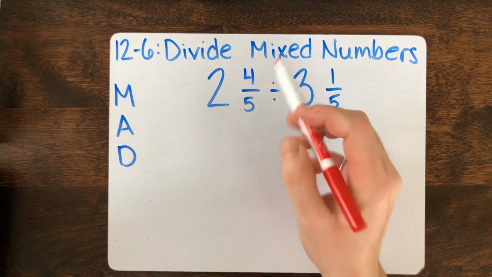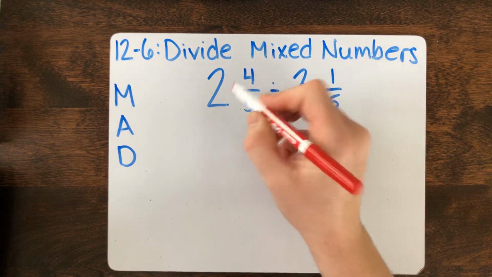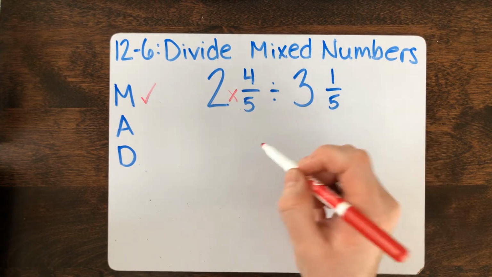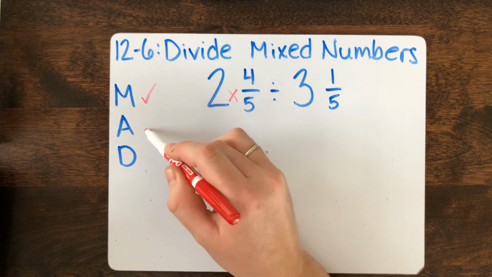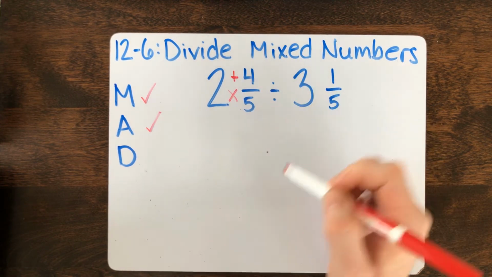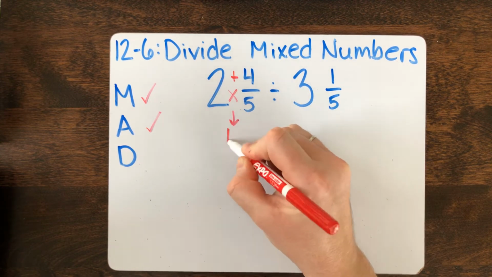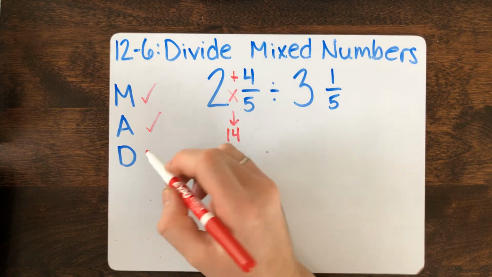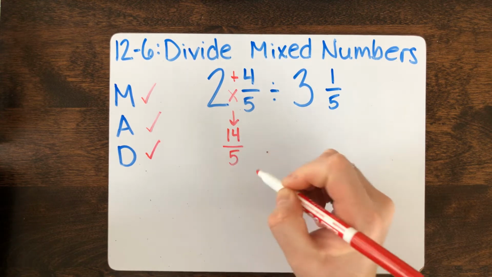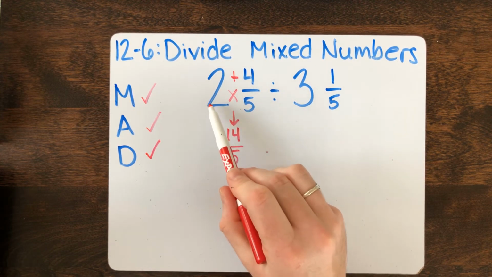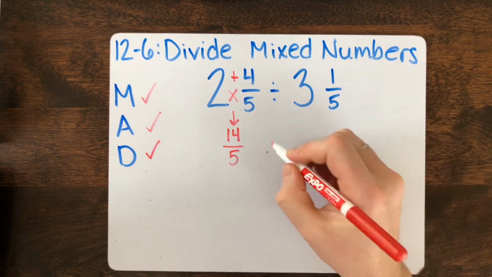2 4/5. We're going to multiply 5 times 2, the denominator times the whole number. So that's the first step. Whatever you get, so 5 times 2 is 10, you're going to add it to the numerator. So we get 10 plus 4, and we get 14. And then the last step is denominator stays the same. So 14 over 5.